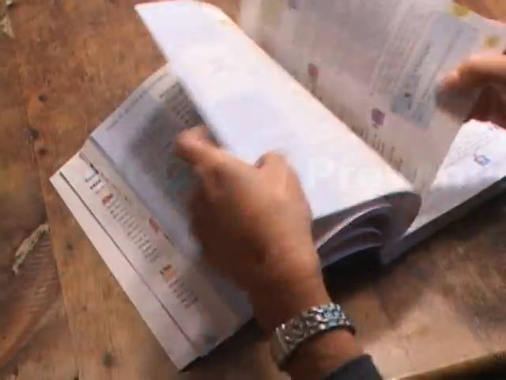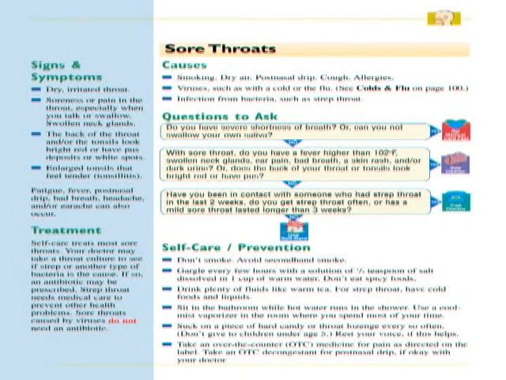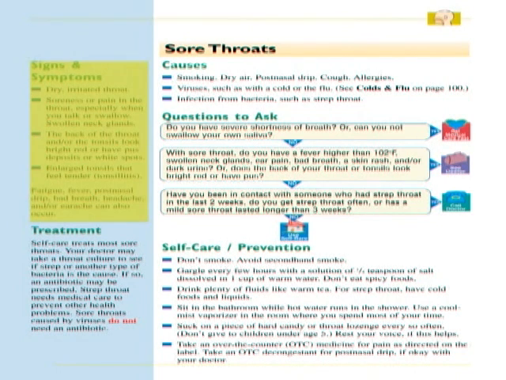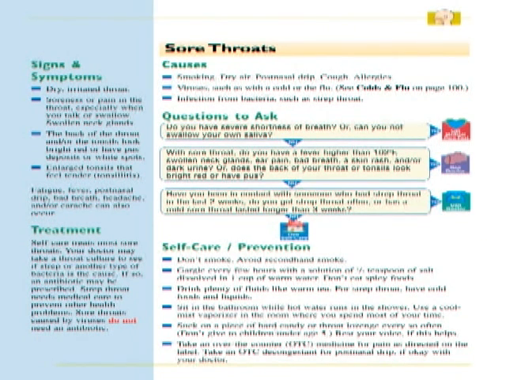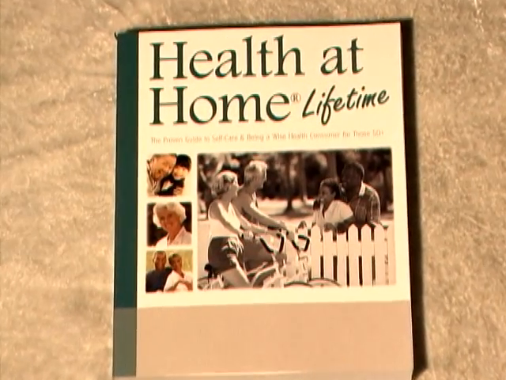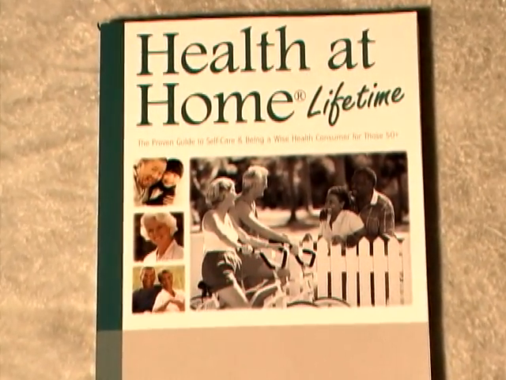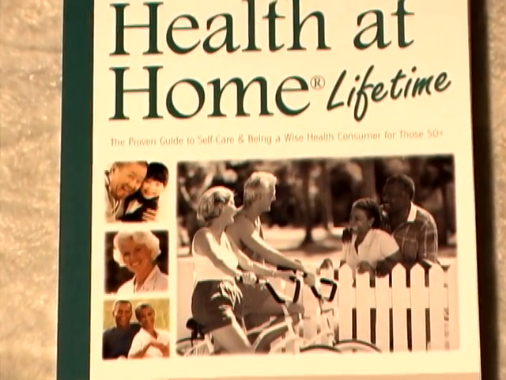For example, find the page for the sore throats topic and turn to that page. You will see information about sore throats under these headings: signs and symptoms, causes, treatment, and self-care and prevention. Look now at the questions to ask. Answering yes or no to these questions will help you decide whether it is appropriate to get medical care or to use self-care. It is very important to understand what the instructions and the symbols that go with them mean. If your self-care guide is titled Health at Home Lifetime, there will not be a questions to ask section. Instead, symptoms will be listed under each heading.